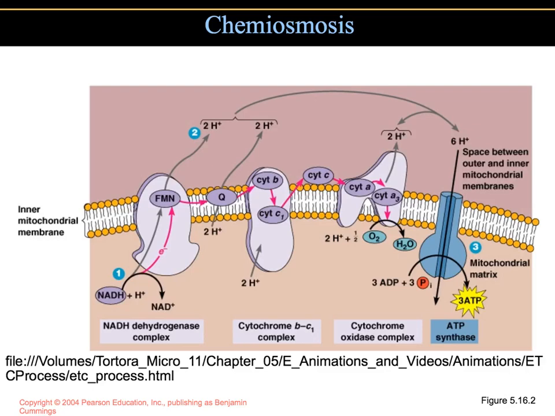This is in eukaryotes. If we were looking at a prokaryotic cell, then we would be looking at the periplasmic space. Now in here, there are three classes of carrier proteins embedded in the membrane. First, we have flavoproteins. These contain flavin, and flavin is a coenzyme that's derived from riboflavin, vitamin B12. And these can perform alternating oxidations and reductions.